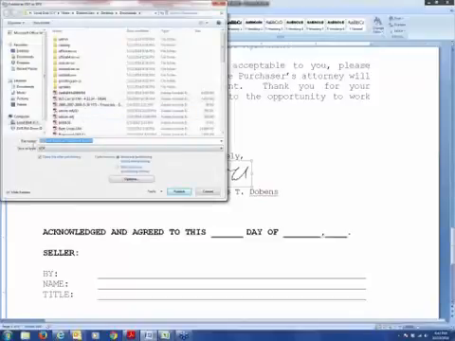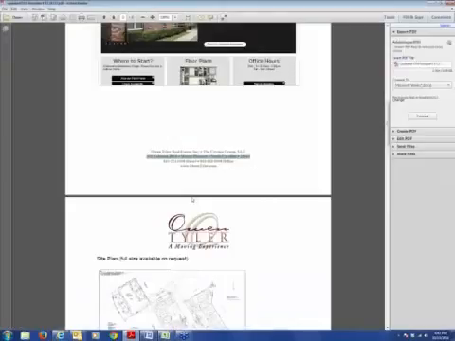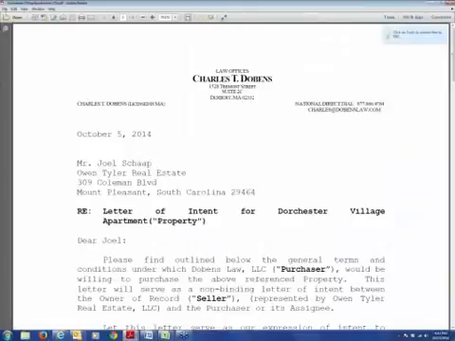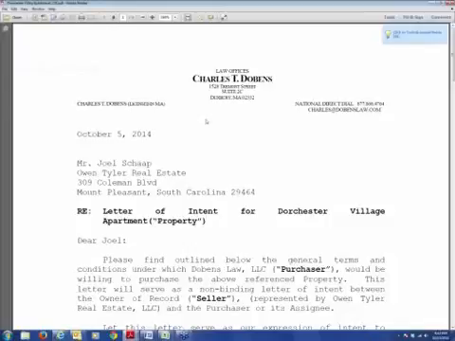and I call it Dorchester Village Apartments LOI, publish. And then what happens is it's going to pop up. I come up here to File, Send File. And guess what happens, folks? Comes up in my email, and I mail it off to the broker.